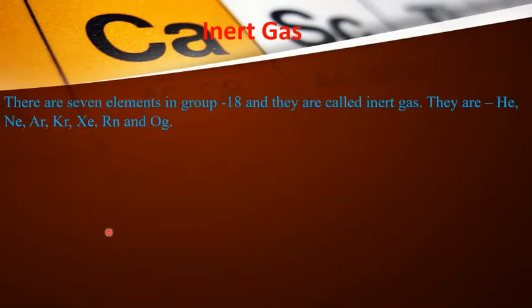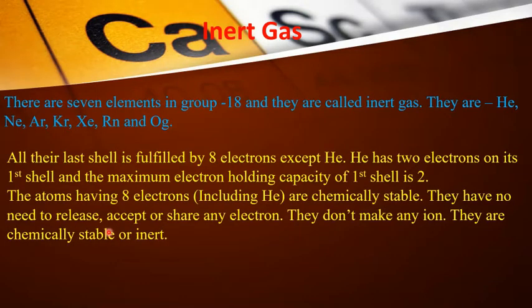Now our next group, inert gas. The elements of group 18, there are a total of 7 elements in group 18 and they are called inert gas. The elements are helium, neon, argon, krypton, xenon, radon, oganesson, and these elements are inert in nature. You know this. And these elements are positioned in group 18 of the periodic table. So group 18 elements are called inert gas. Do you know why these elements are called inert gas? Because all these elements are fulfilled.